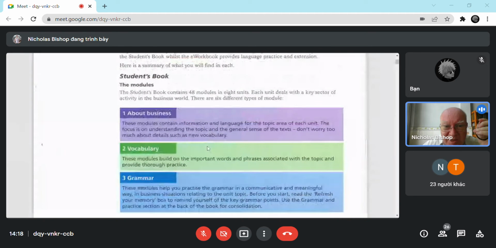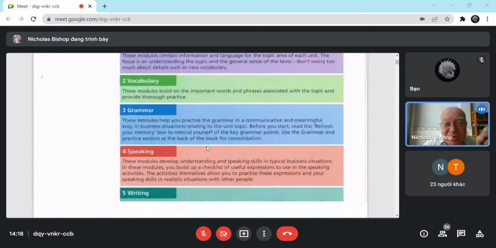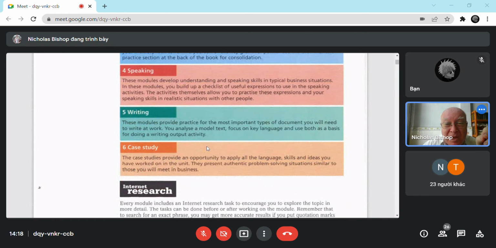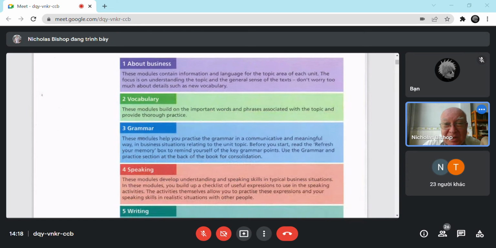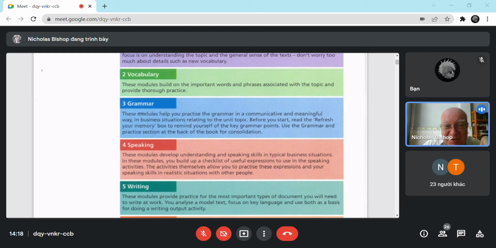Look at the contents page. There's a little bit that tells you about the modules. There are 6 modules in each unit. Oh, and by the way, the first module explains some of the general idea. And then we have vocabulary, grammar, speaking, writing. So notice that they are nearly my 4 skills, yeah? Listening, reading, writing, speaking. But okay, here grammar means reading, maybe. It does have a reading anyway.